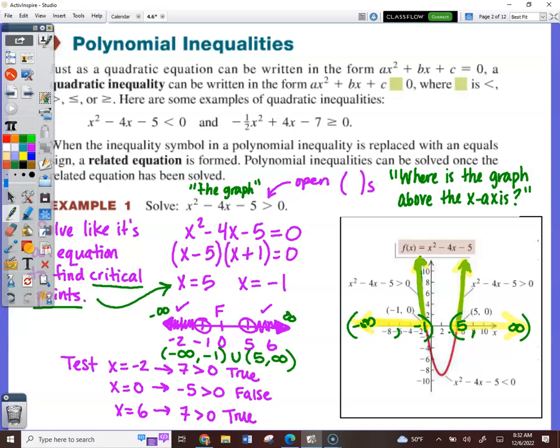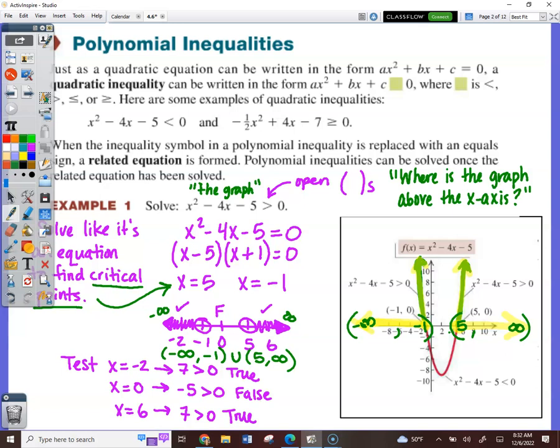What if it had said less than 0? Below it. Then you're highlighting the part that would be below it, and in this case it would be from negative 1 to 5, and that's the only answer, because that's the only portion below the x-axis. So if it's greater than 0, it's up, and if it's less than 0, it's down. Every single time.